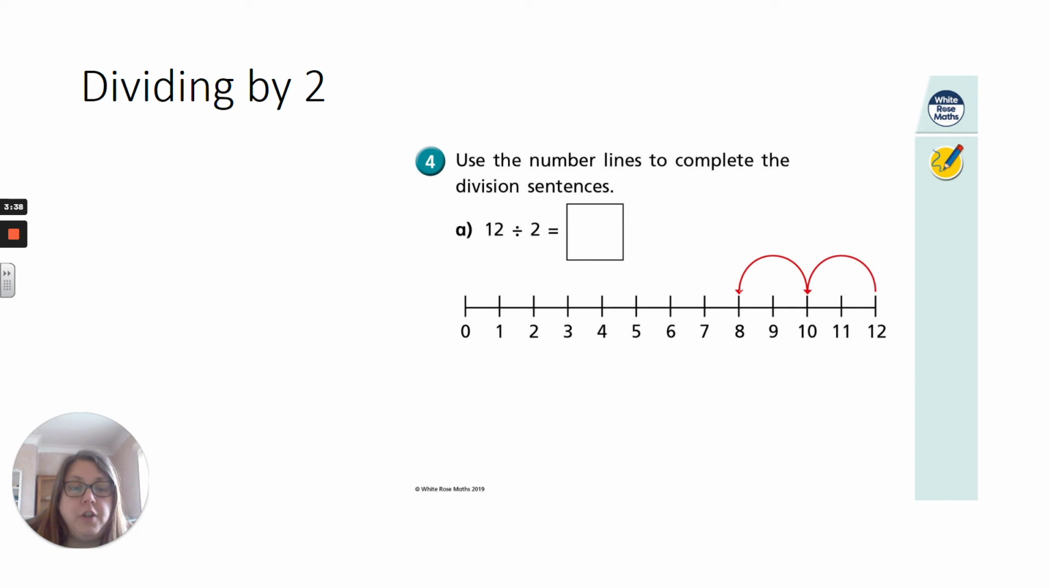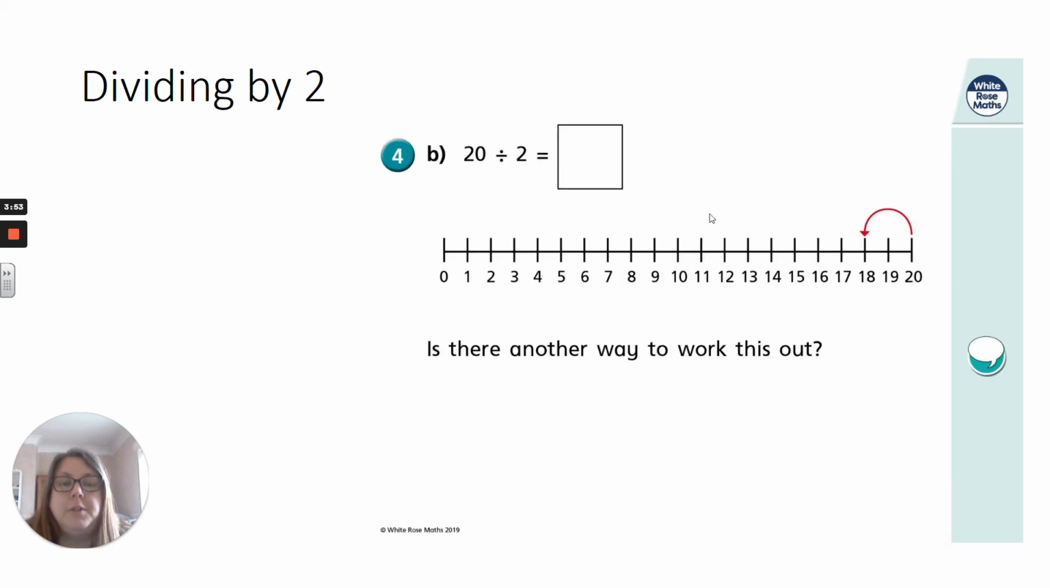If you've done the number line, you should have done another jump to 6, another jump to 4, another jump to 2, and another jump to 0, because it's in jumps of 2. How many jumps have I done? I've done 6 jumps. So 12 divided by 2 is 6. What about this one then? 20 divided by 2. See if you can work that one out. Off you go.